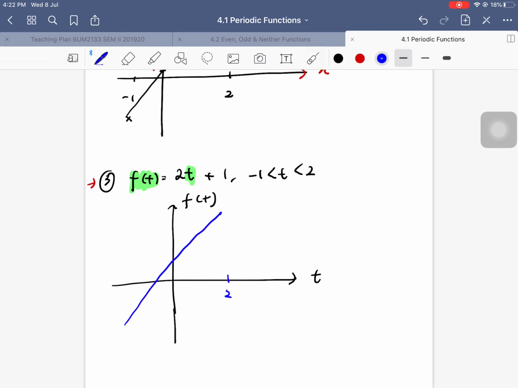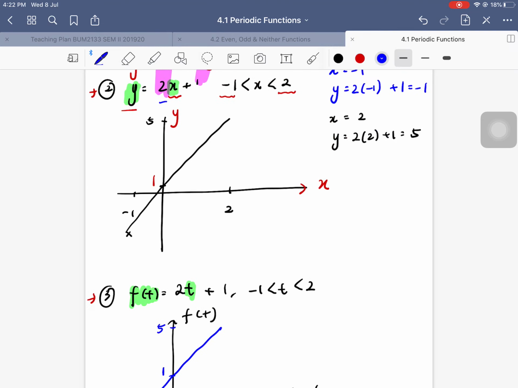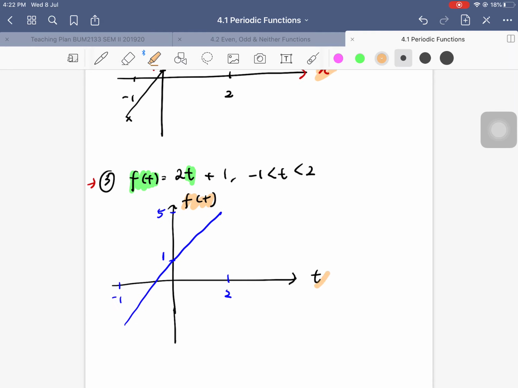So I'm going to have a 2 somewhere over here. This is going to be -1, and this is going to be 5, and the intercept is still going to be 1. So the idea is pretty much the same. The only difference is that I'm using a different variable. So instead of using y, now it's f of t, and instead of using x, now it's going to be in terms of t. That's it.